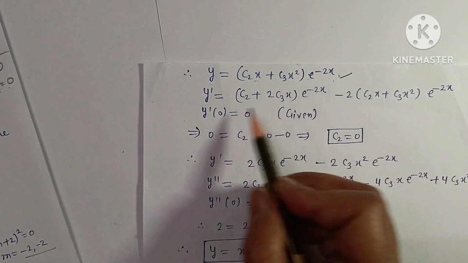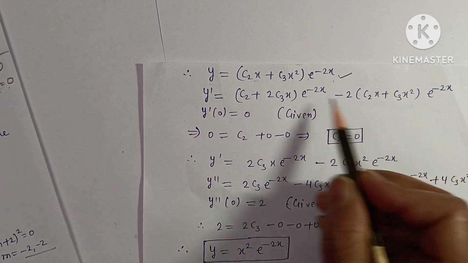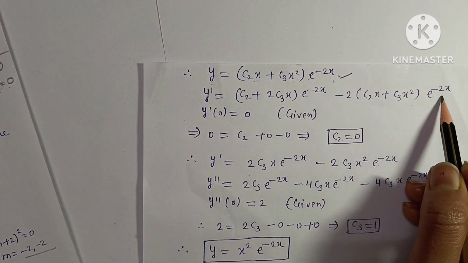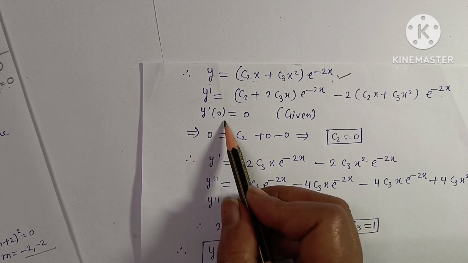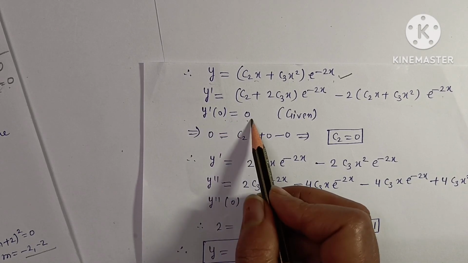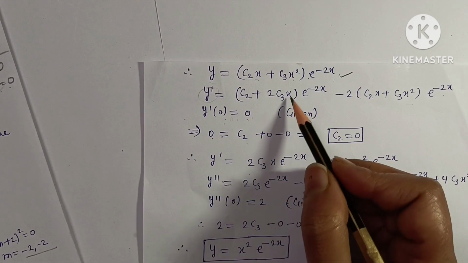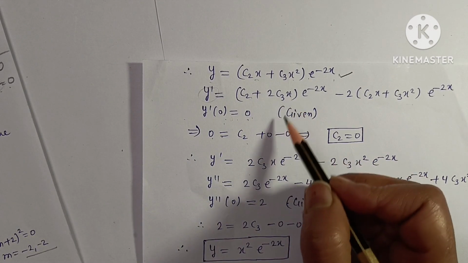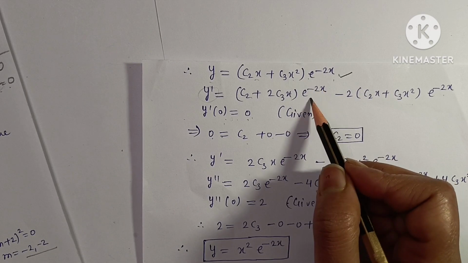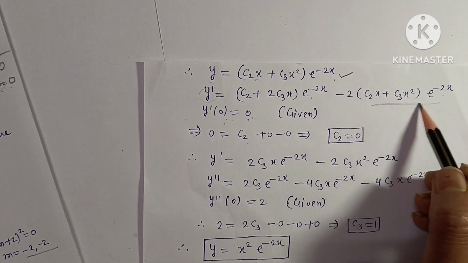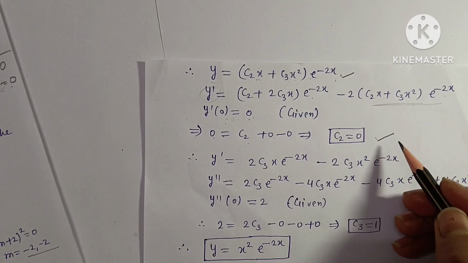Now differentiating, y dash will be this. I have used the product rule of differentiation. Then it is given that y dash 0 is 0, so the value of y dash is 0 when x is 0, so I have put here 0. Then again here C2, now put x is 0, so this is 0, this will become 1, again this will become 0. So this will give C2 equal to 0.